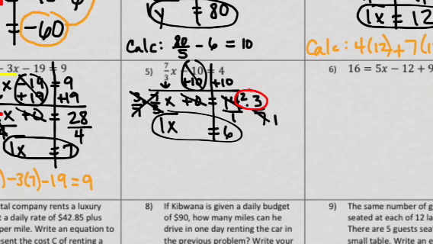And then on the calculator to check, I would do 7 over 3, or 7 divided by 3, times 6 minus 10, and hopefully my calculator will tell me the answer is 4. And that's how you check that one.